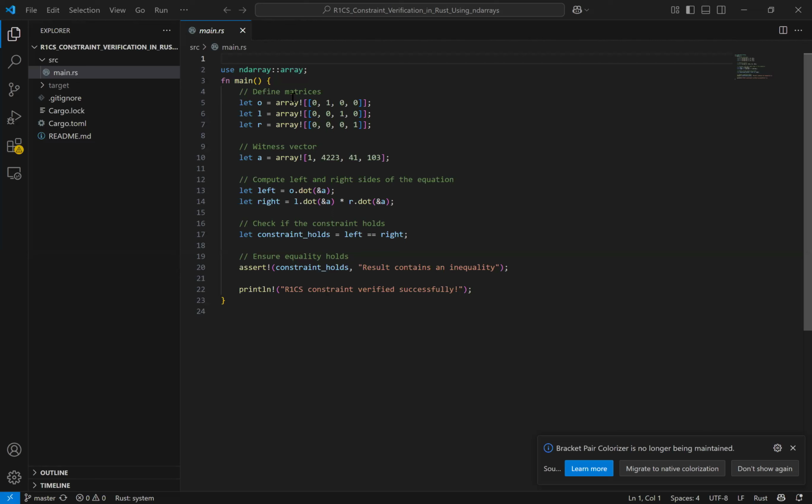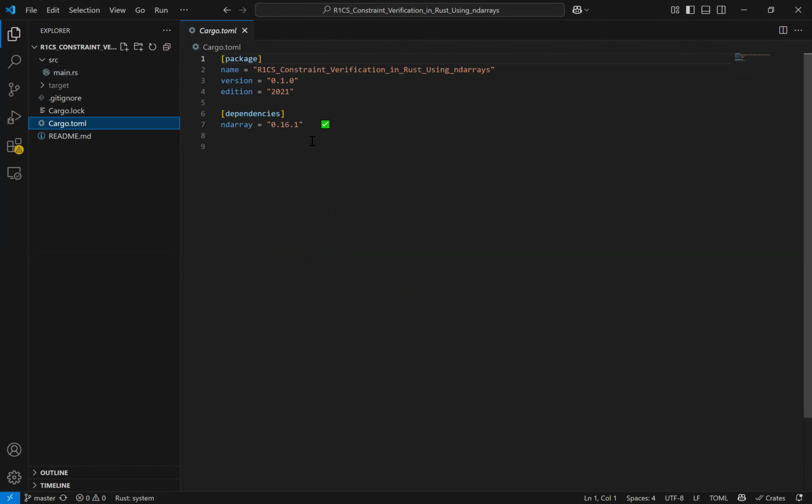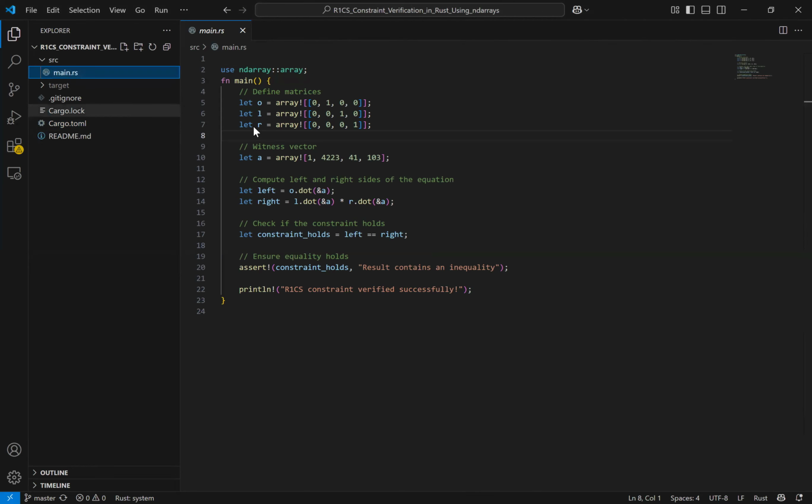Okay, this is the code. I don't know whether you can see the cargo toml. Yes, so because of the ND array, you have that, and then of course you're using it. So then you define the output matrix, then the left side matrix and the right side matrix. Then you input your witness here as an array.